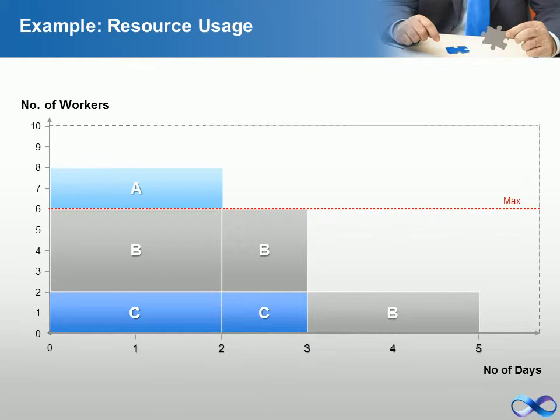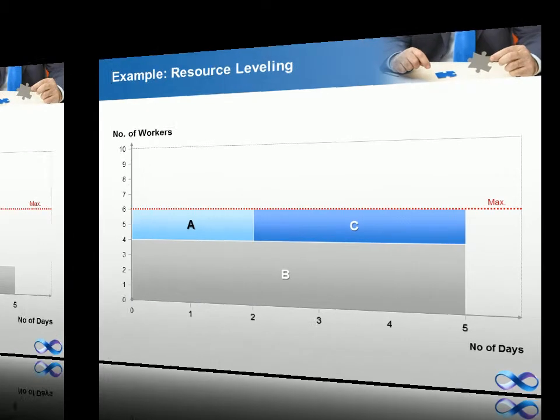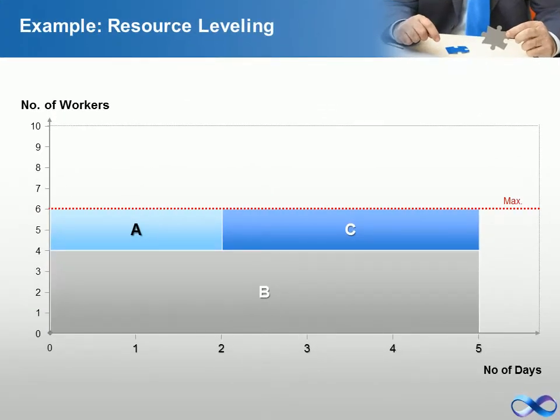Resource usage if all activities start on one day. Resource usage, if activity C is delayed 2 days, its total slack. This is an example of resource leveling.